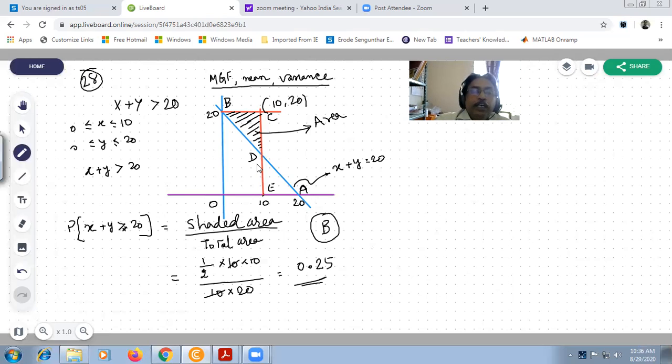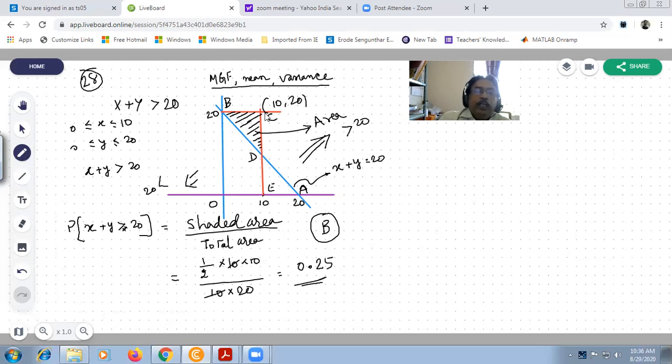The area here is less than 20, and here is greater than 20. So this area is greater than 20. This area, this is greater than 20. And this area is less than 20. Okay, less than 20. Okay, so x is less than or equal to 10 gives you this line, and y gives you this line.